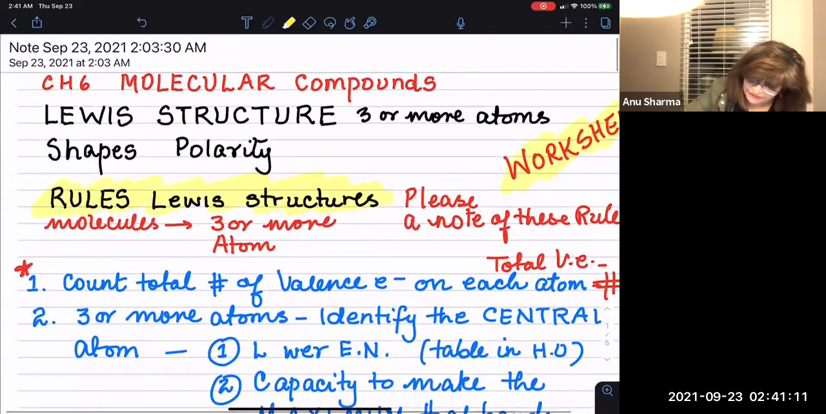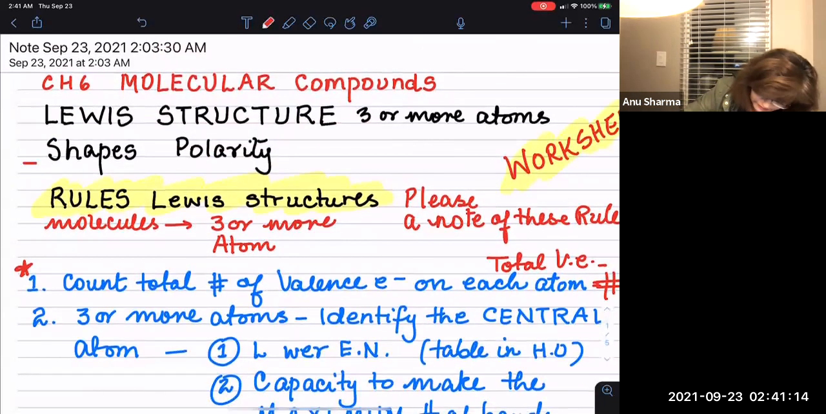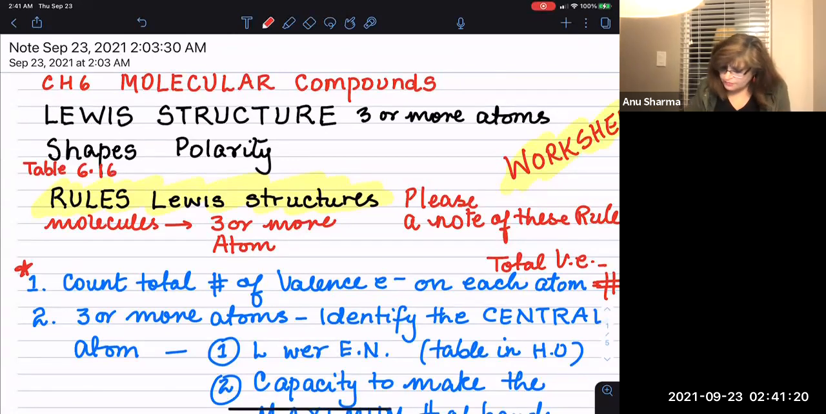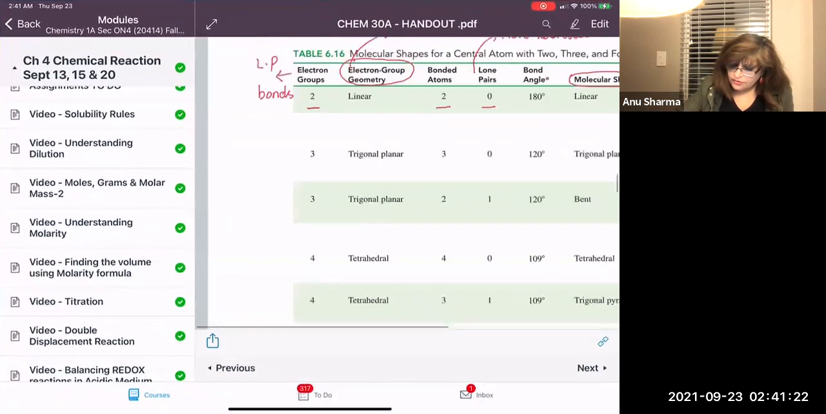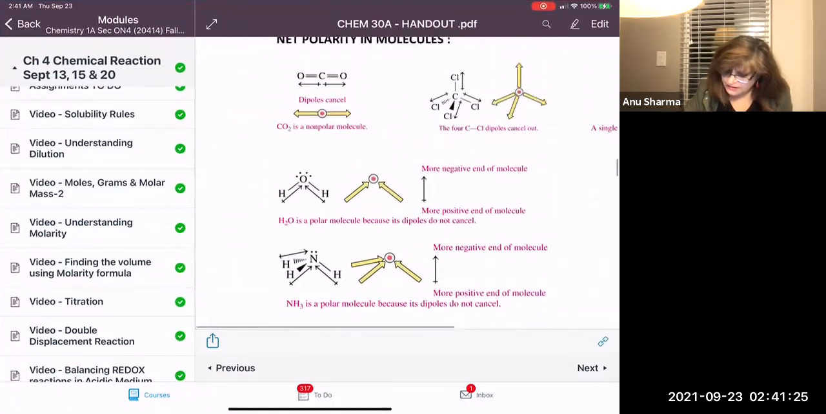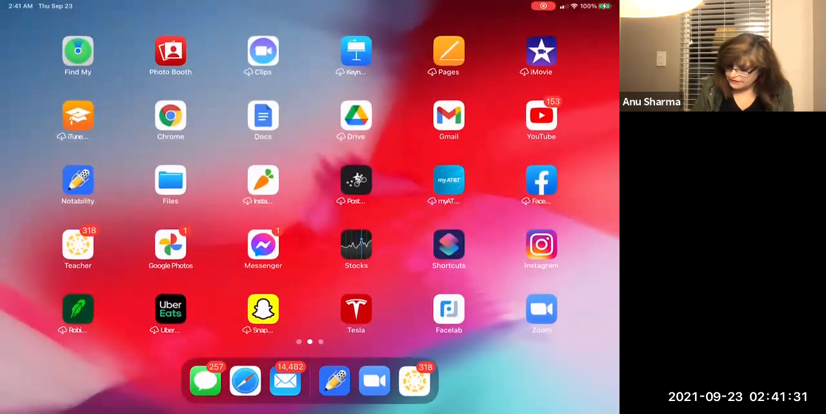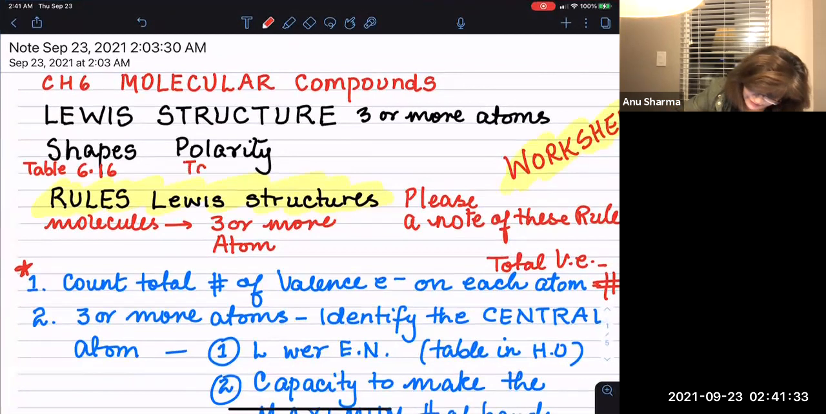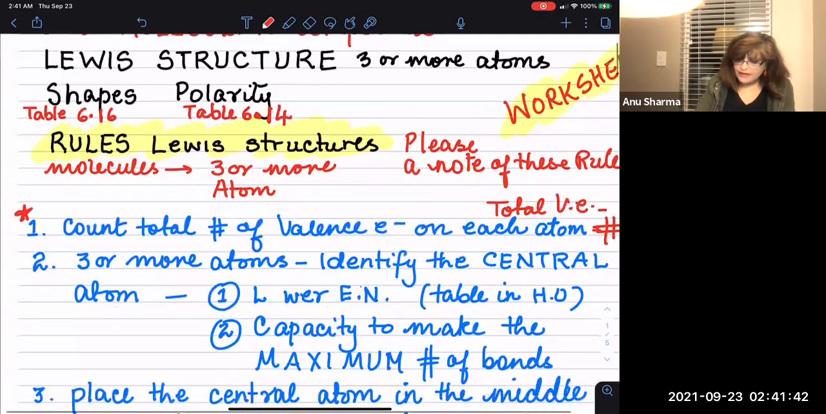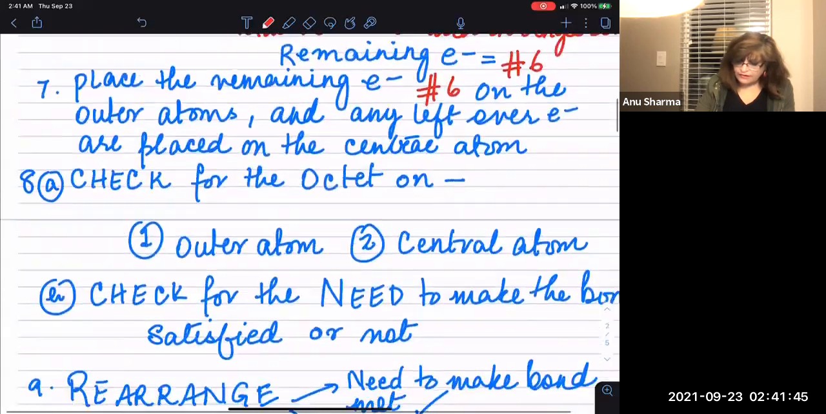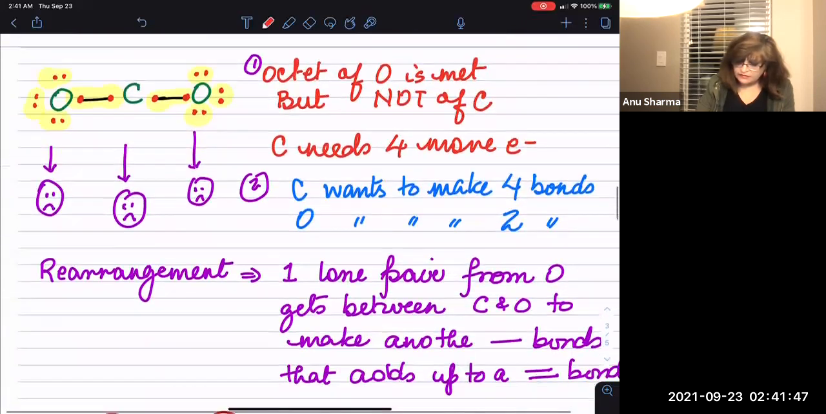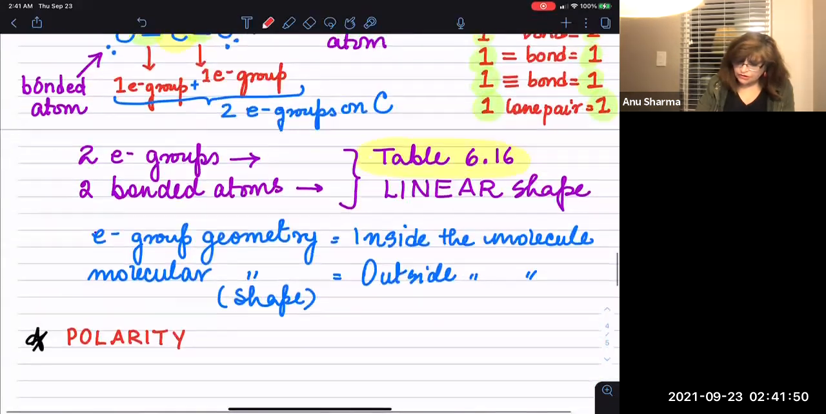So shapes is table 6.16, and for polarity, you are looking at table 6.14, and the electronegativities are also here. So we'll look at that 6.14. So this is table 6.16 and 6.14, okay? Now, we will look at the Lewis structure shape and now polarity.